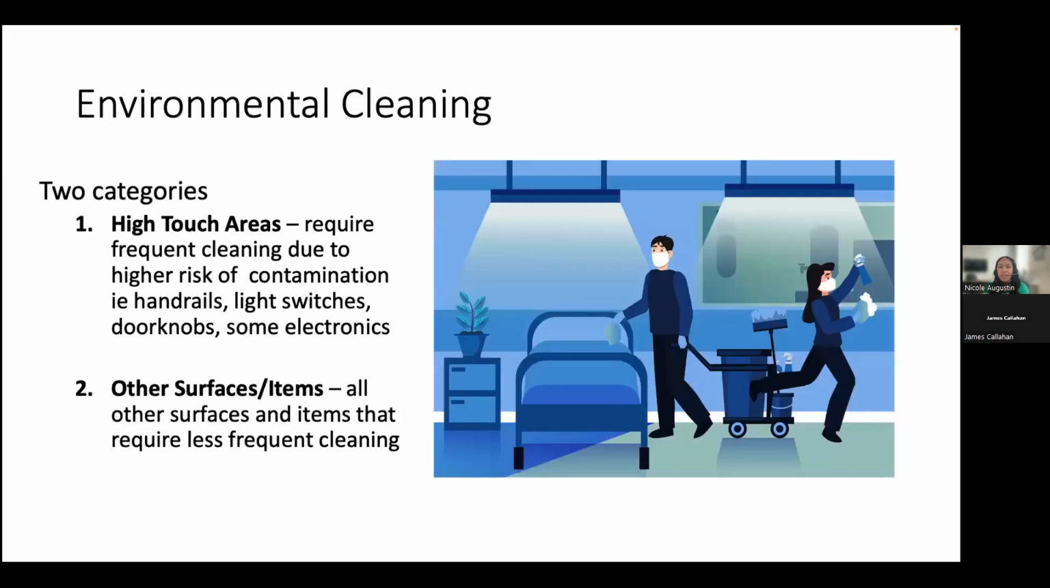Environmental cleaning has 2 categories. One is high-touch areas and the second one is other surfaces/items. High-touch areas require frequent cleaning due to the higher risk of contamination. These are, for example, your handrails, light switches, doorknobs, and some electronics. Because these items are frequently touched by, for example, a potentially colonized or actually infected person, you want to clean these things right away and also frequently.